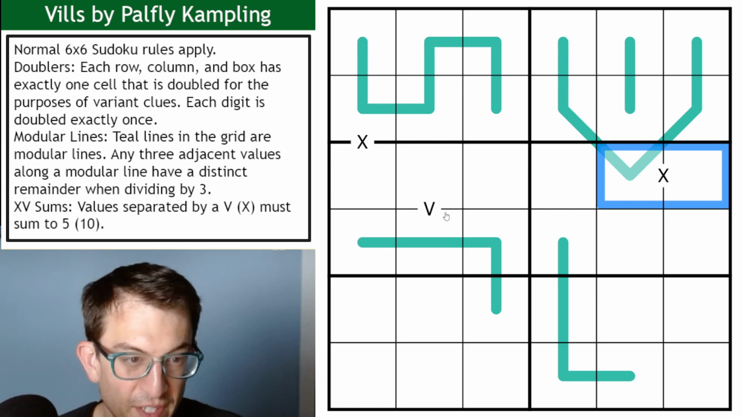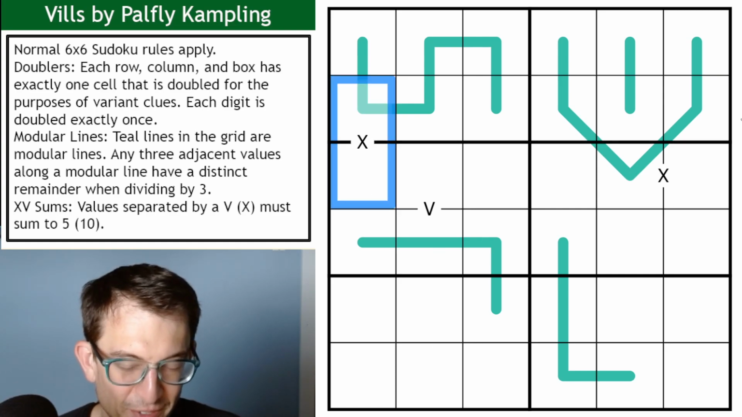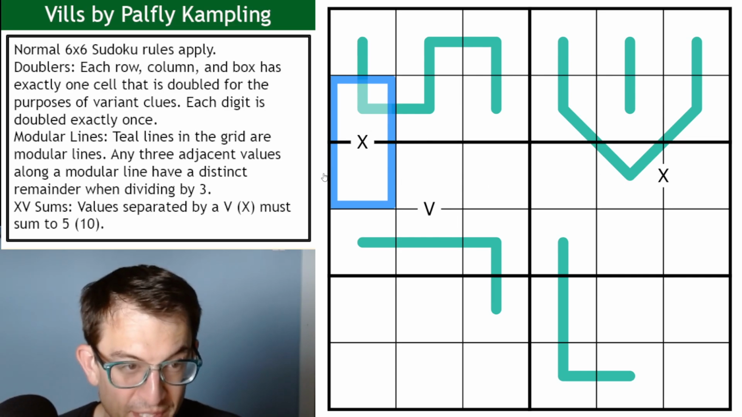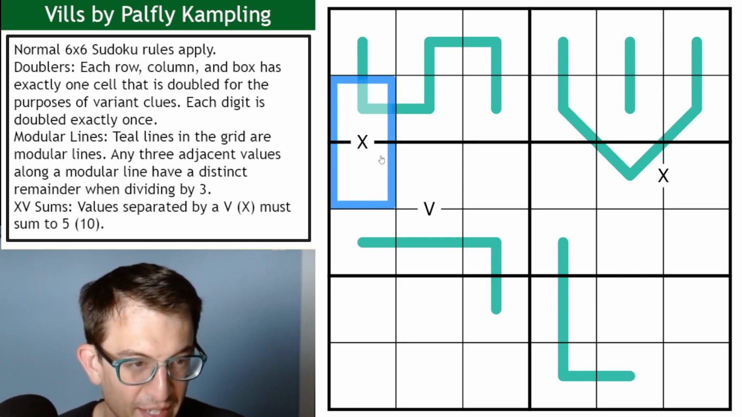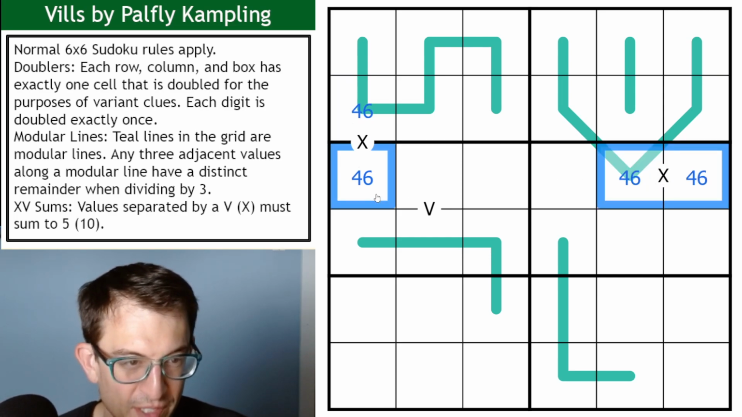We have x's and v's. So values on x's sum to 10, and values on v's sum to 5. If we didn't know about doublers, we'd say this puzzle's broken because with the digits 1 to 6, the only way to make 10 is 4 and 6 using 2 different digits. And so I'd have 4 and 6 here. I'd also have 4 and 6 here, but then I have 4 and 6 in 3 different cells in this row, and that's going to break.